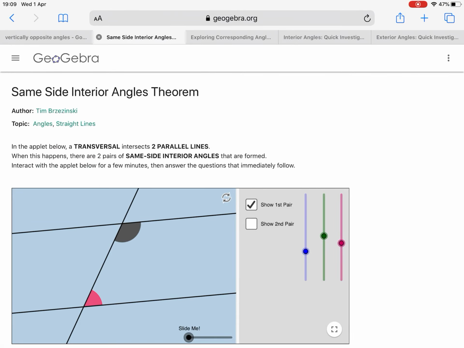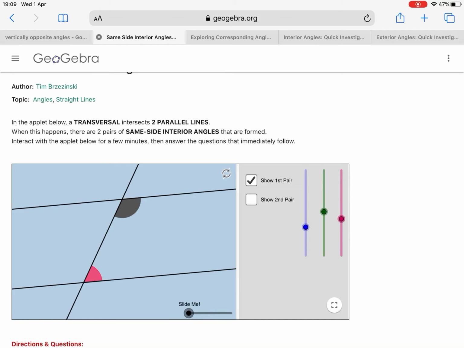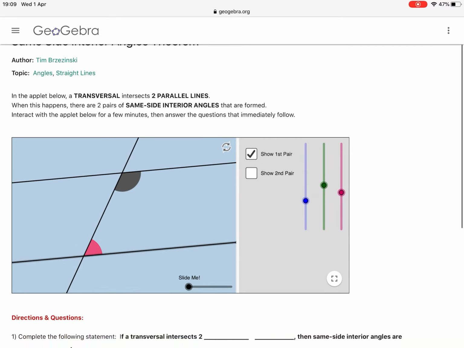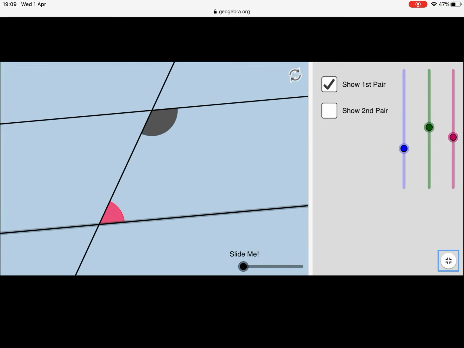Now, we're going to learn, first of all, about interior angles. So, if we start off down here with interior angles, we can see that we have two pairs of angles that are beside each other. They're both inside the parallel lines, and one of their arms is the transversal. So each angle has one arm as a transversal and the other arm as a different parallel line.